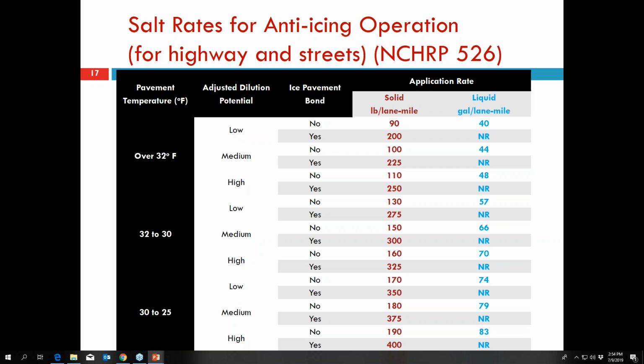So if you use solid salt for temperature range 32 to 30 Fahrenheit, and if dilution potential is low, the application rate for solid salt will be 250 pounds per lane mile. For liquid, for that scenario, this report says guides not required, meaning it doesn't recommend it. Again, I provided the link at the reference slide.